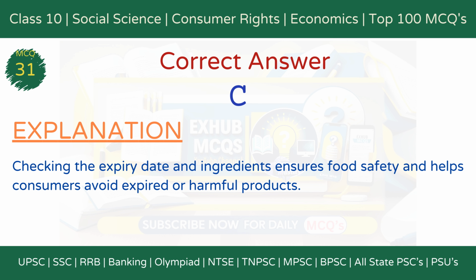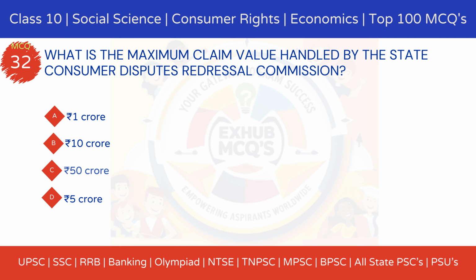MCQ 32. What is the maximum claim value handled by the State Consumer Disputes Redressal Commission? Option A. 1 crore. Option B. 10 crore. Option C. 50 crore. Option D. 5 crore.